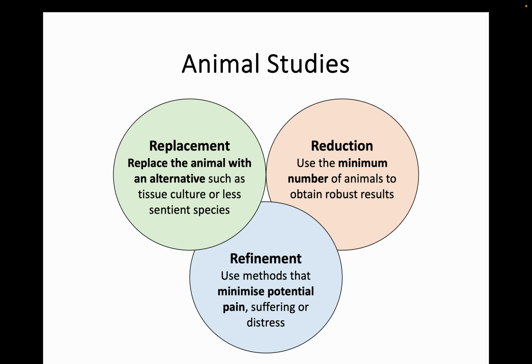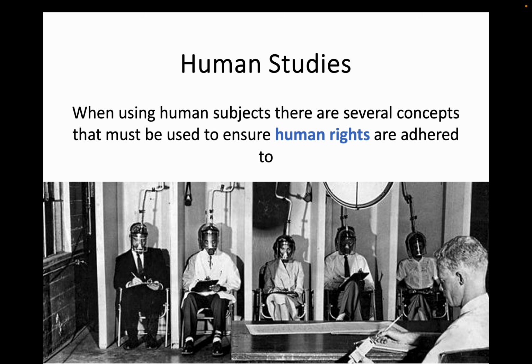And finally, refinement. That is when you use methods that minimize the potential pain, suffering, or distress of the animal. And there's a lot of different ways that you can do this. But again, any form of looking at this and thinking, well, rather than using this method that's going to be very stressful and it's going to harm the mouse, is there any way we can use this? Could we have them knocked out? Could we use a smaller injection while we're already doing this part? This really comes into the scientific method as well, or scientific experimental design. Any way of making the experiment better to reduce harm would be refinement.